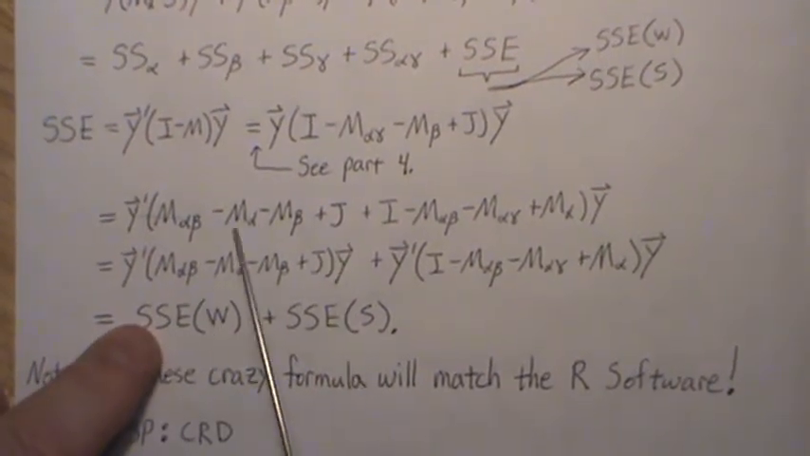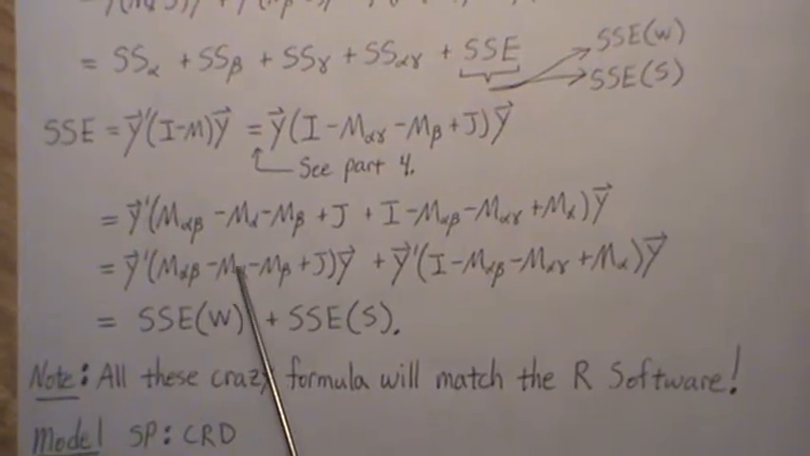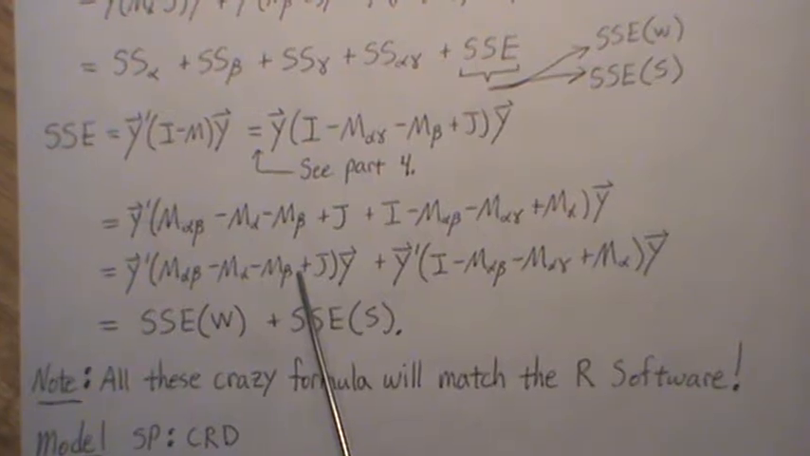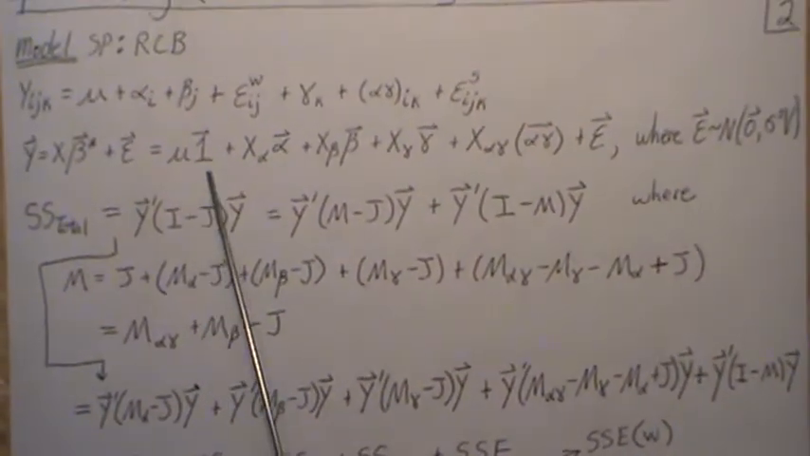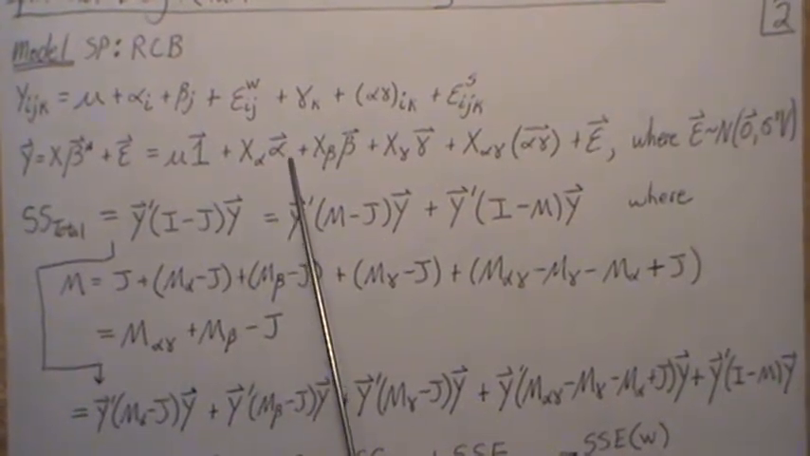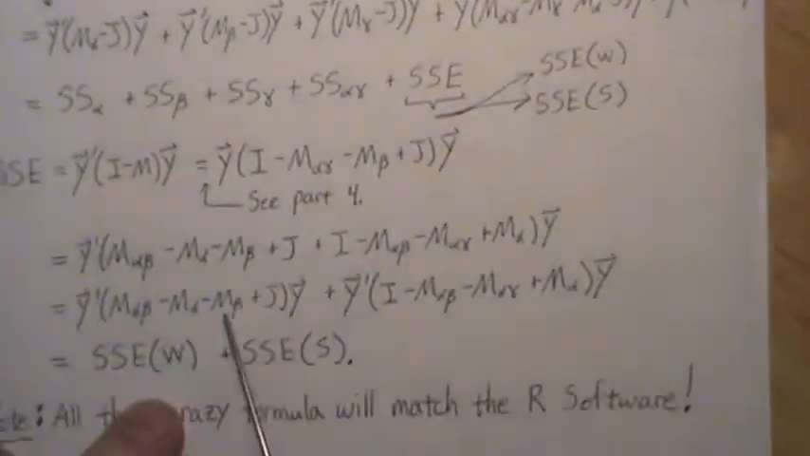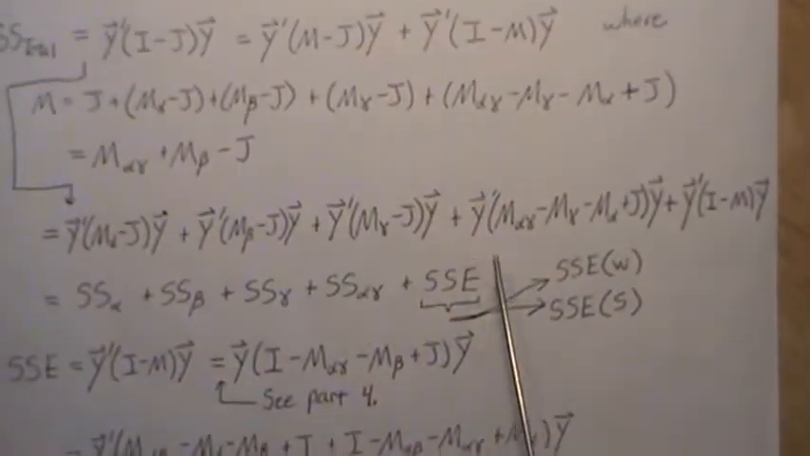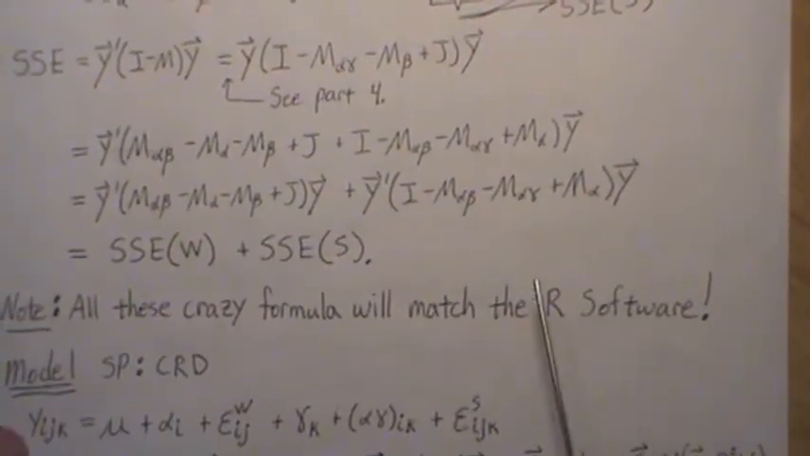Now, this is equivalent to that. The interaction space is orthogonal to the one vector, this x alpha column space, and the x beta column space. So this and this is still orthogonal to all of these subspaces, so everything is fine.